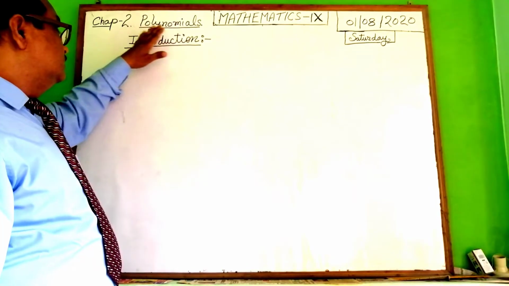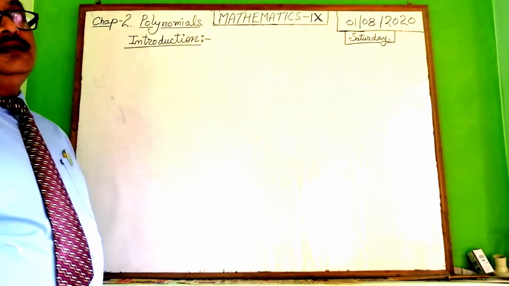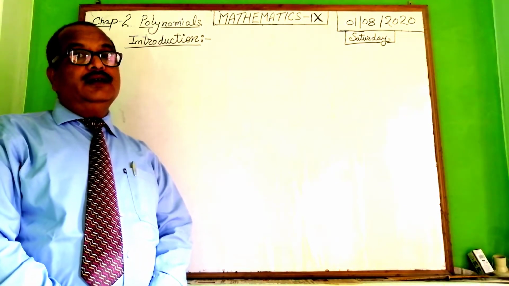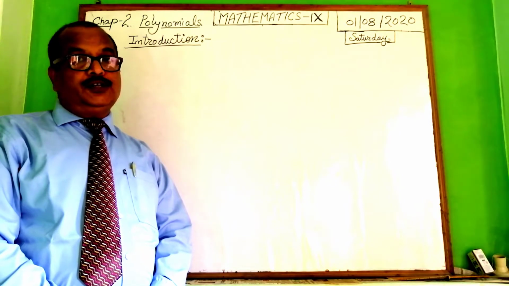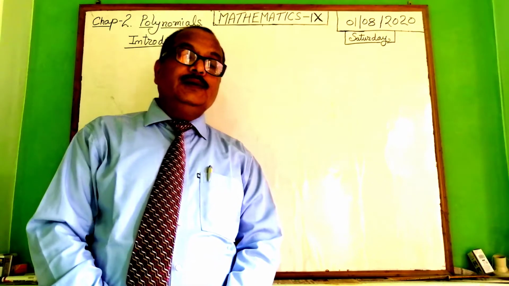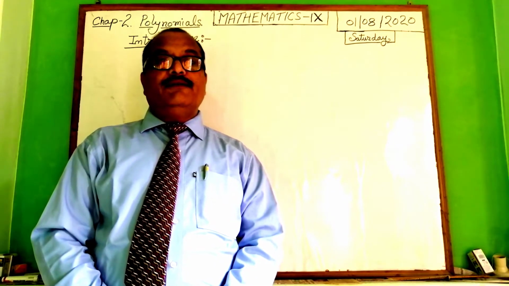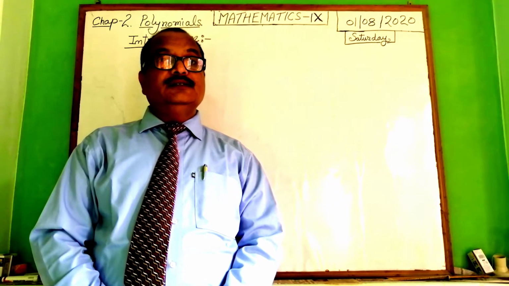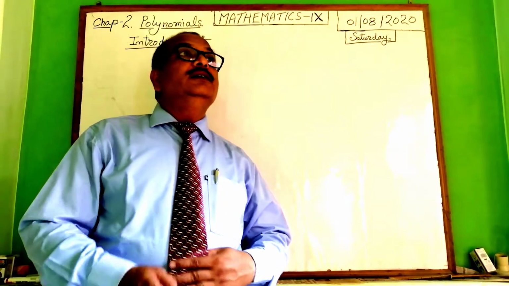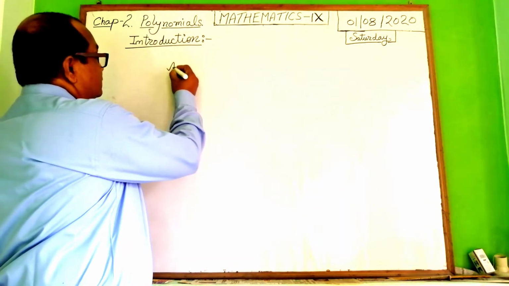Students, chapter 2, Polynomials. See its introduction. In earlier classes 6th, 7th and 8th, you had studied algebraic expressions: addition, multiplication, division and subtraction of algebraic expressions. And also students, you had studied the algebraic identities.